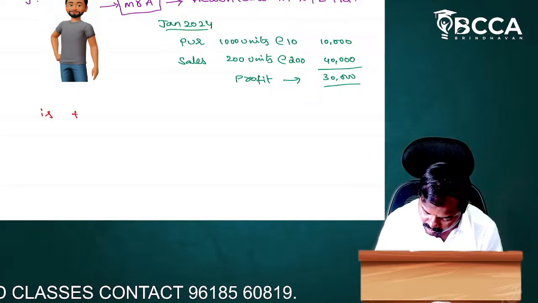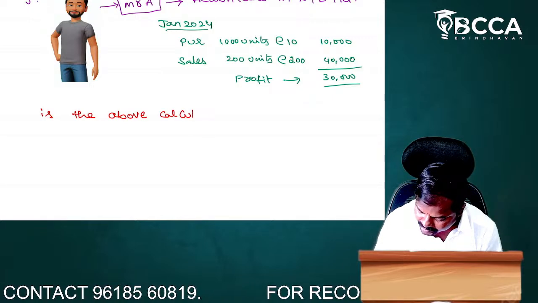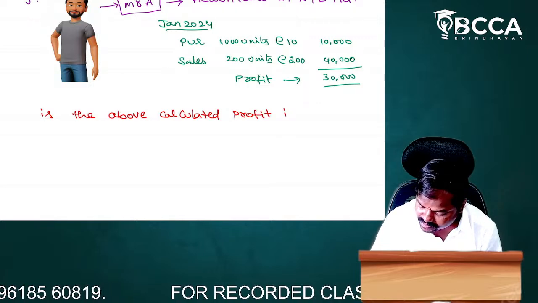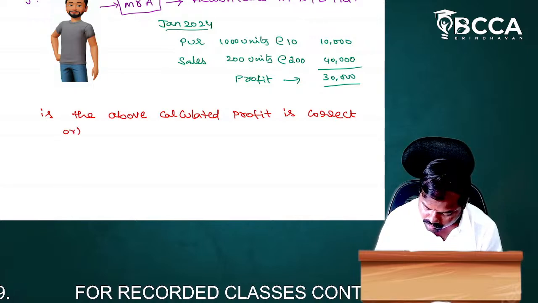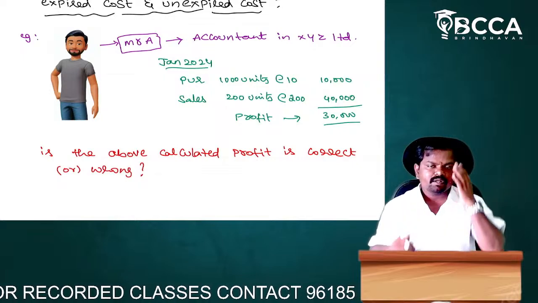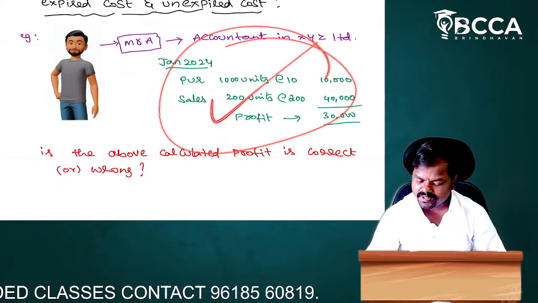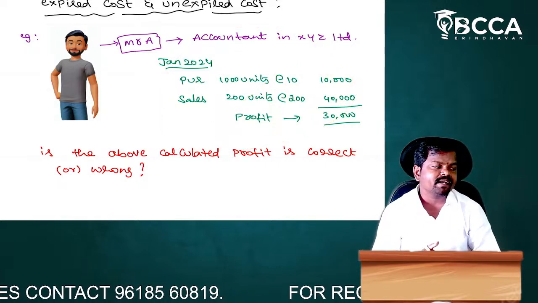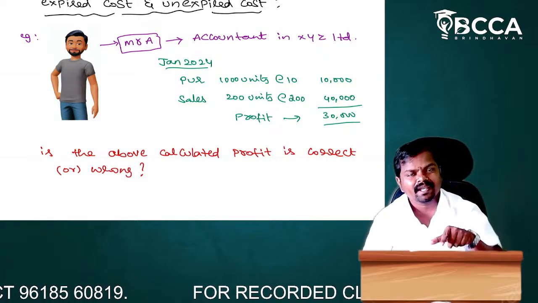My question is, is the above calculated profit correct or wrong? Can you think for a while? Is this profit calculation correct, or wrongly calculated? Wrongly calculated or correctly calculated? Obviously, what you are thinking is correct.